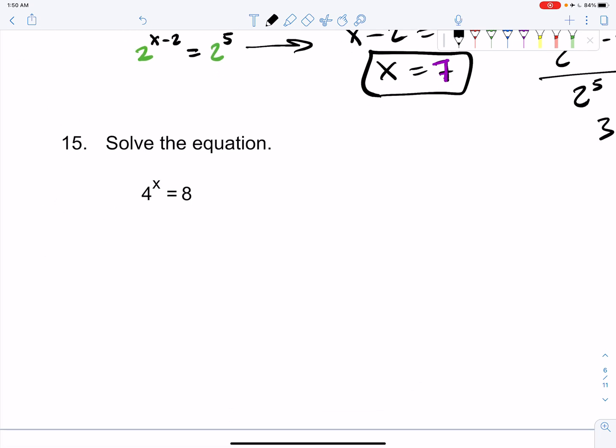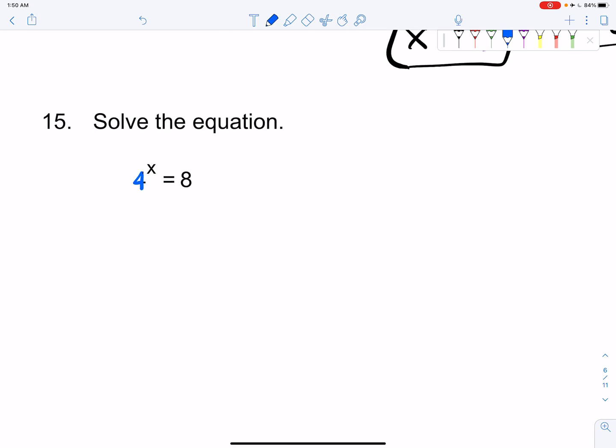Now, this one might stump you a little bit because you see a base of 4. You see a base of 4 right here, and you go, well, I want to write 8 as a base of 4. And you cannot write 8 as a base of 4. But what you can do is you can write 4 as 2 to the 2nd, right? Isn't 2 to the 2nd still 4? All raised to the x. And 8 can be written as 2 to the 3rd.